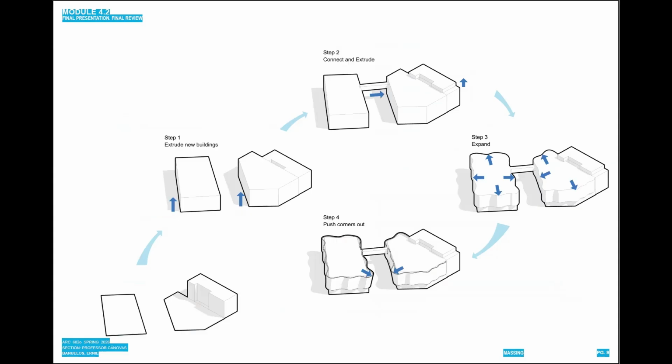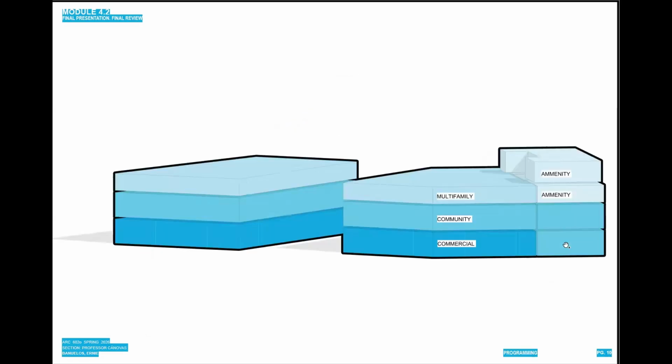For the massing of my project, I started with the existing building and the lots next to it. Then I extruded new buildings, connected them with a sky bridge, and added a fourth level to the existing building. Then I expanded the new buildings, creating this rippled facade that pays homage to the traditional bay windows of this area and then pushed out the corners to give it more visual interest.